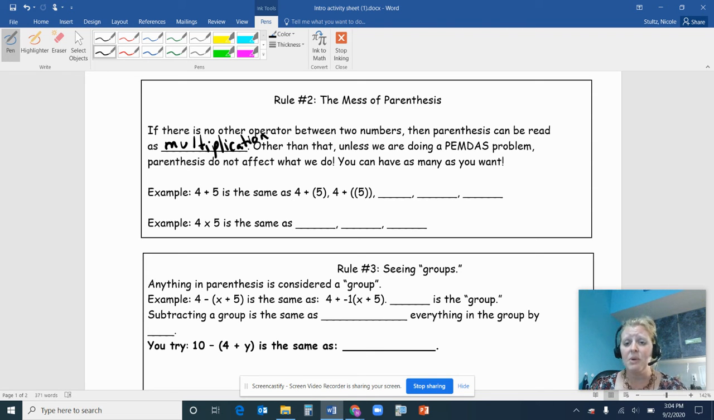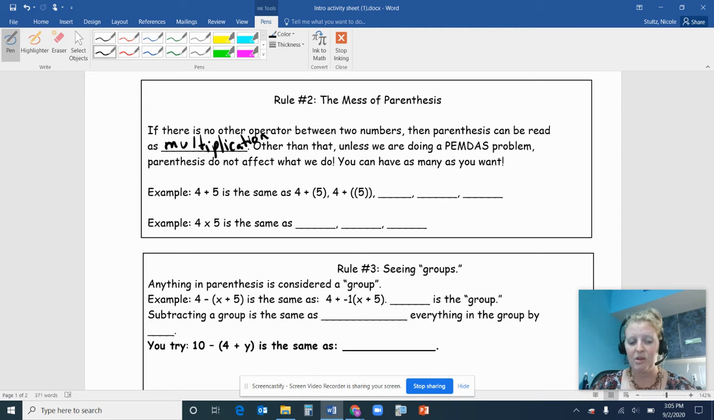So if we're not doing a PEMDAS problem where maybe you'll have 5 plus 1 in the parentheses, so you would have to do that first, and we'll talk about PEMDAS a little later. If you're not doing a PEMDAS problem, they don't affect whatever you do. So if we have an operator, you can just drop those parentheses.